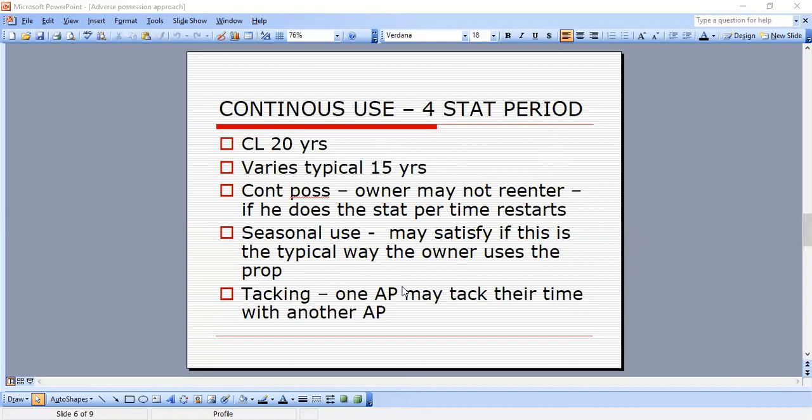Now you can tack. One adverse possessor may tack their time with another adverse possessor. One adverse possessor, let's just say, is there for 2 years. The other one's there for another 3 years. We're going to tack the time in together to meet the element of continuous use for that statutory period.